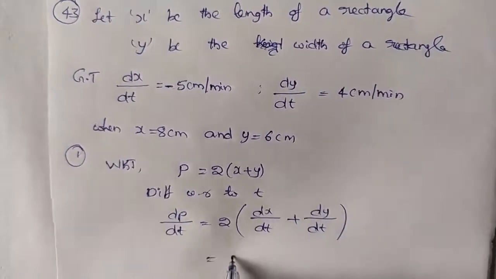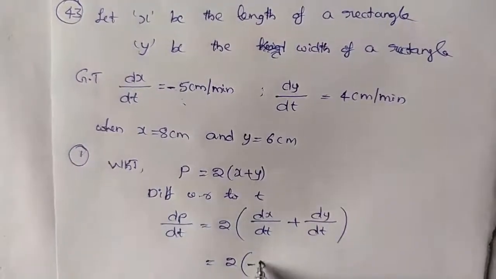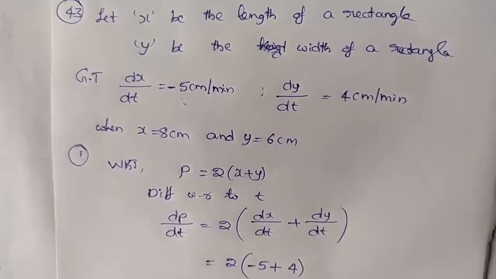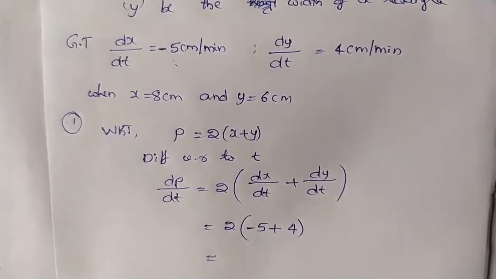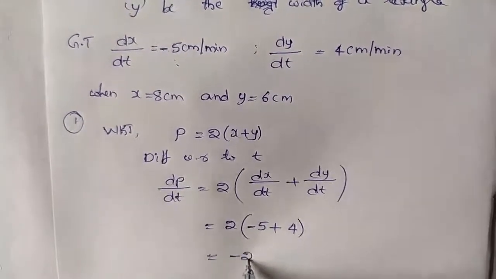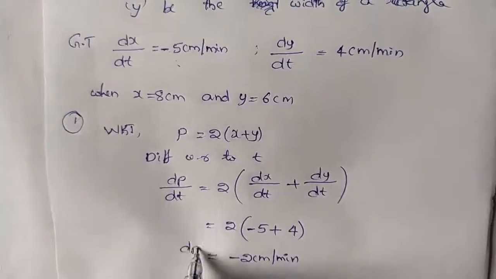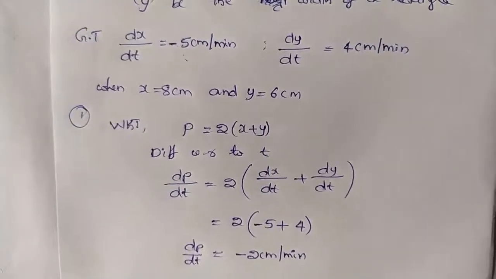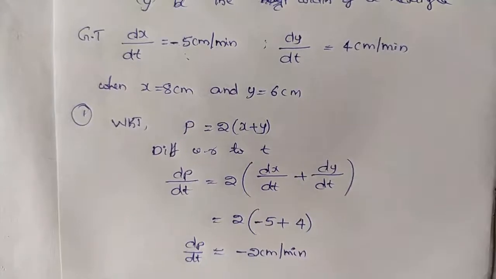Now substitute the values. 2 into (dx by dt is minus 5 plus dy by dt is 4). That equals minus 5 plus 4, which is minus 1. So minus 2 centimeter per minute is dP by dt. Okay, it is the first sub question.